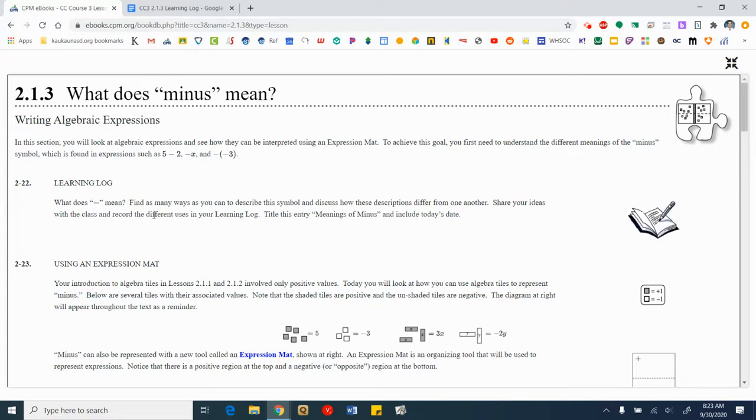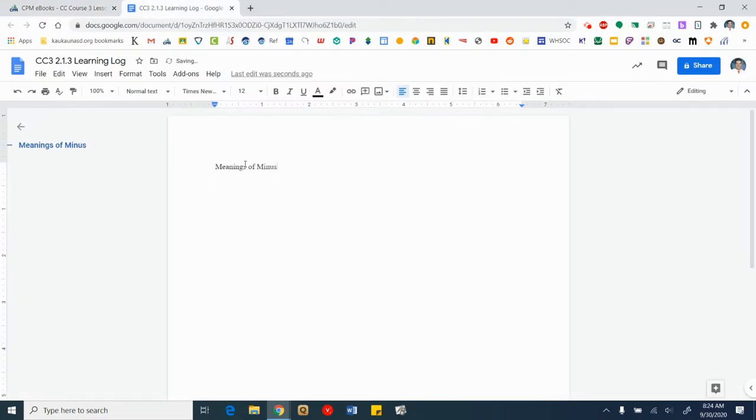So, I'm going to do mine virtually, digitally, but I would like for you to do yours in your notes, or on your graph paper. So, meanings of minus. I am doing this on September 30th of 2020. Go ahead and write down the title and date in your book, then take about a minute, pause the video, take a minute, and find as many different ways as you can to describe the meaning of minus.